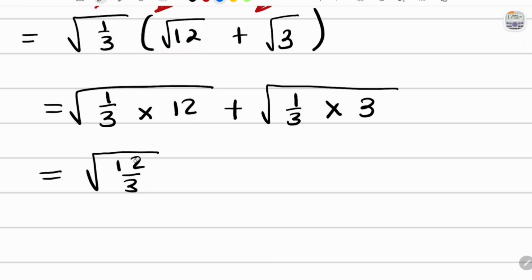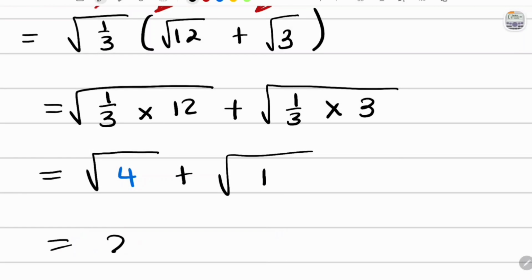And so if you simplify this further, 12 over 3 gives you 4. Okay, and then we have plus. Same thing's going to happen here. Numerator times numerator. So we have 3 over denominator times the default denominator, which is 1. So that is 3. So you see 3 over 3 gives you 1.